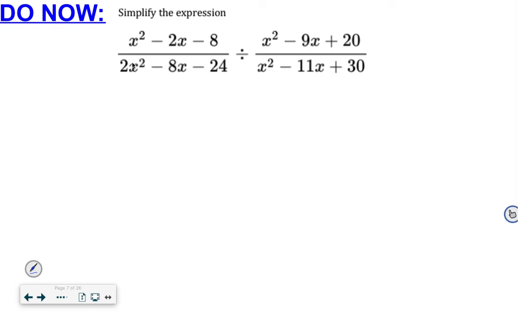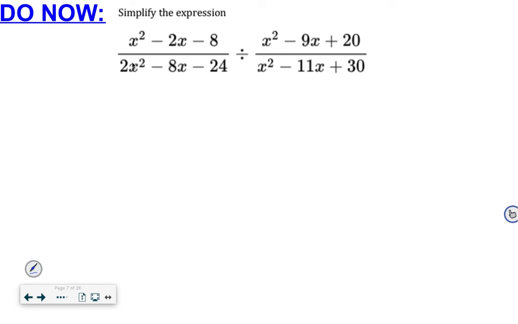Alright, ladies and gentlemen, today we are going to start a new topic. Before that, we have a do now question. Simplify the expression. To be able to simplify a rational expression, the first thing you need to do is try to get the factored form of each expression.